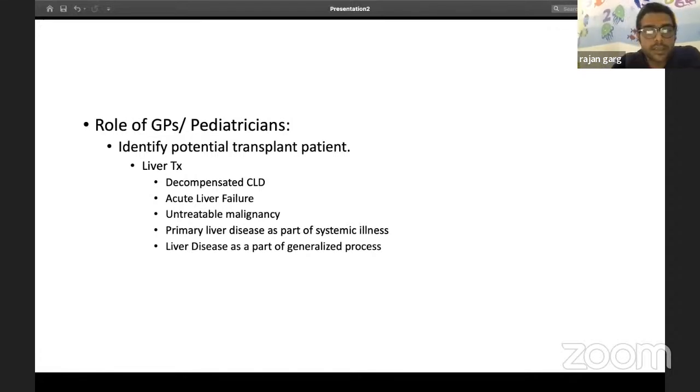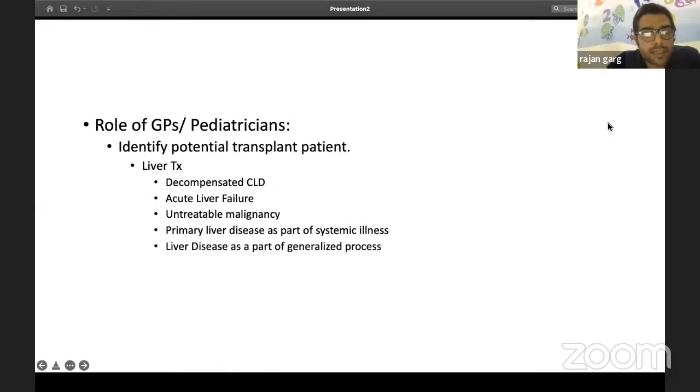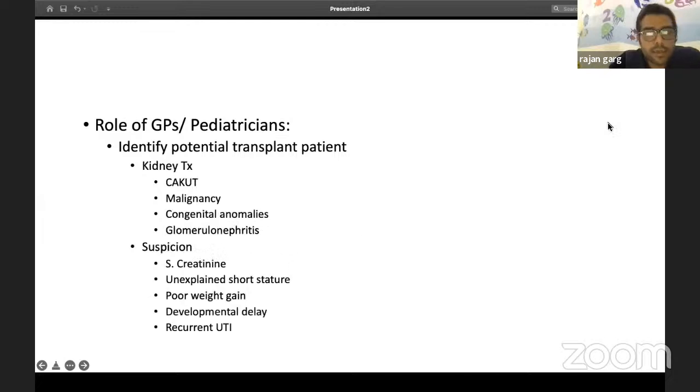So, suspicion: when would one become suspicious that a patient would need a liver transplant? There are just 5 indications, on a general, bigger overall overview, for why the patient would need a liver transplant. So first is, like I discussed, decompensated CLD. We have already discussed what a decompensated CLD is.